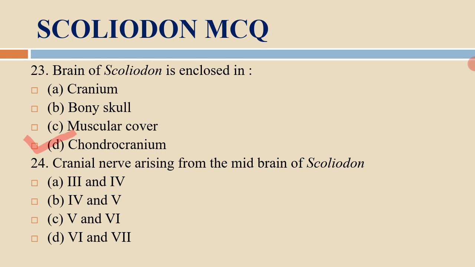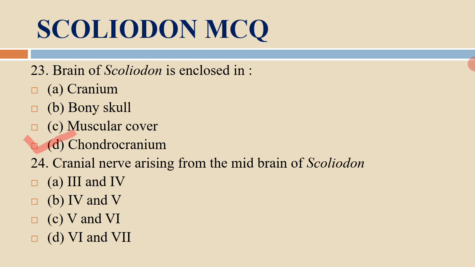Next, cranial nerve arising from the midbrain of Scoliodon. The cranial nerves are the nerves which arise directly from the brain, having direct connection with the brain. In case of Scoliodon there are 10 pairs of cranial nerves. Which pair of cranial nerves arises from the midbrain?